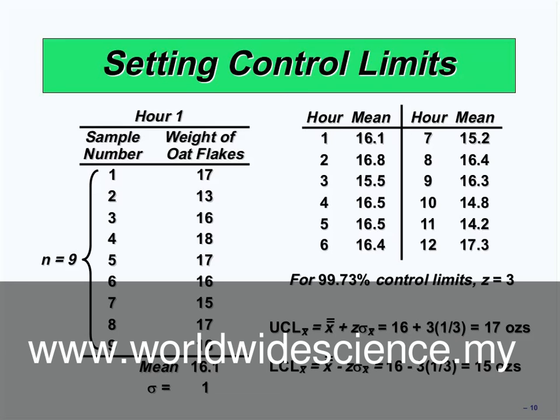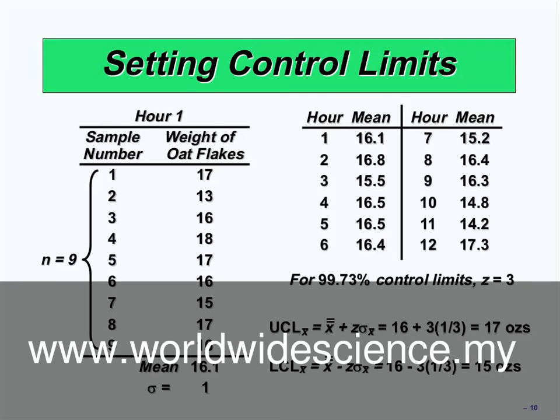12 times, for example from 9 o'clock a.m. until 9 o'clock p.m., the operation manager does exactly the same. Each hour, the operation manager randomly selects 9 cups of the flakes, measures the weight of these 9 cups, and after that calculates the mean of these 9 cups.